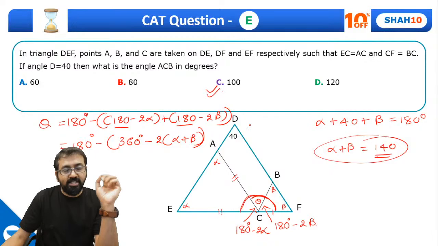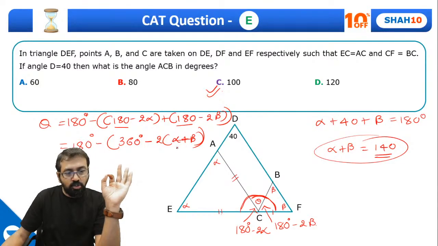All those who have got that, that's correct. Let me just solve this thing. So this will come out to be 140. So 360 minus 2 times 140, that is 280. 360 minus 280, this is going to be 80. So 180 minus 80 degree, this is your theta, that is 100 degree.